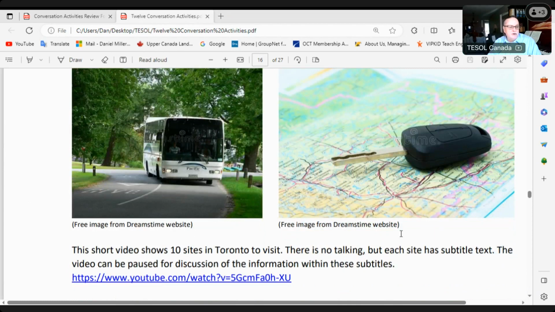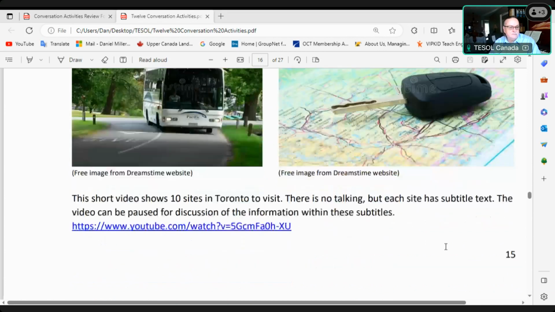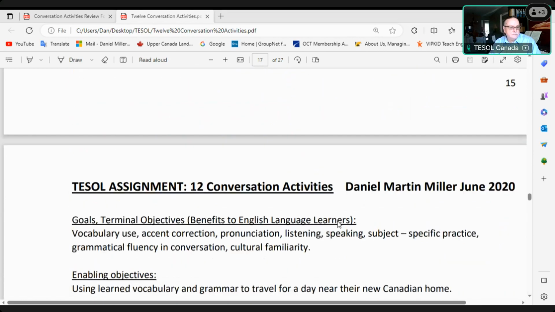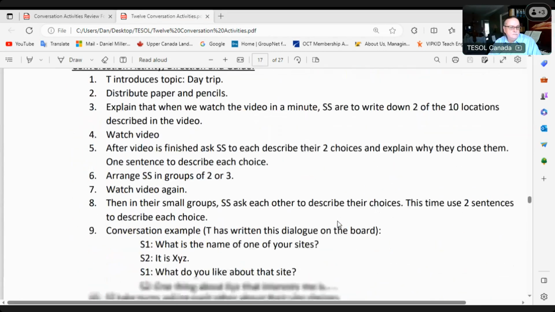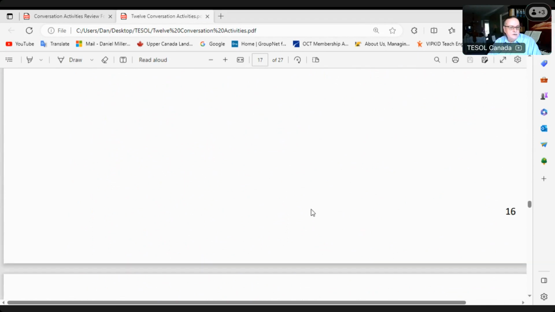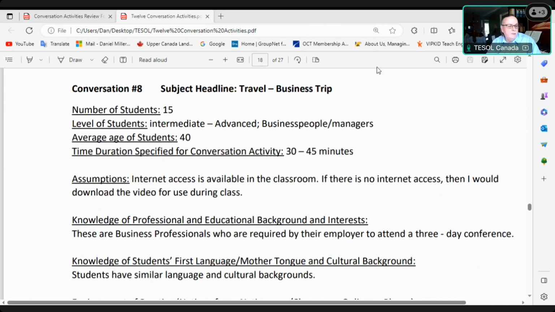These images I took from the Dreams Time website. It's always important to give your reference for where you got the free images from. You can just type it in small print like I did there, right directly below the image. That's fine. So that gives you a little bit of an idea.